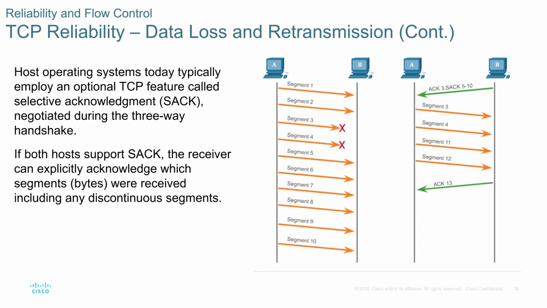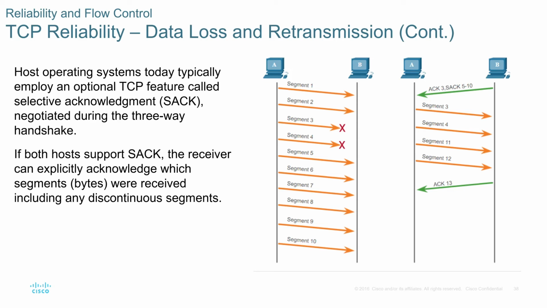Host operating systems today typically employ an optional TCP feature called Selective Acknowledgement, or SACK. This is negotiated during the three-way handshake. If both hosts can support SACK, the receiver can explicitly acknowledge which segments or bytes were received, including any discontinuous segments.